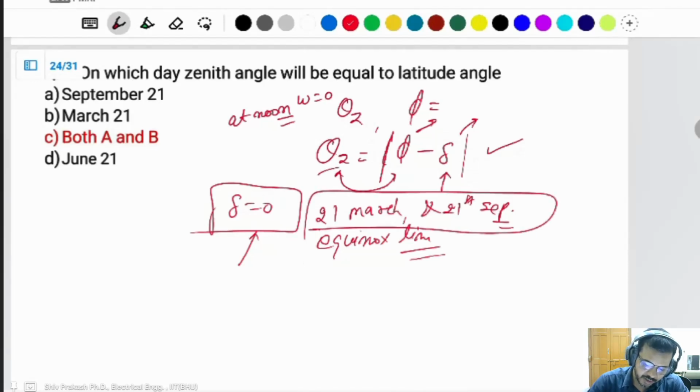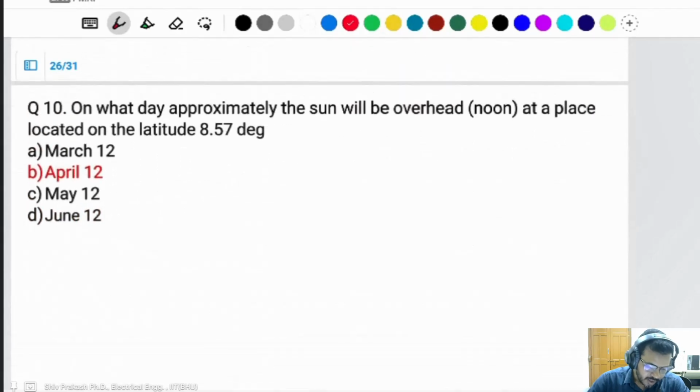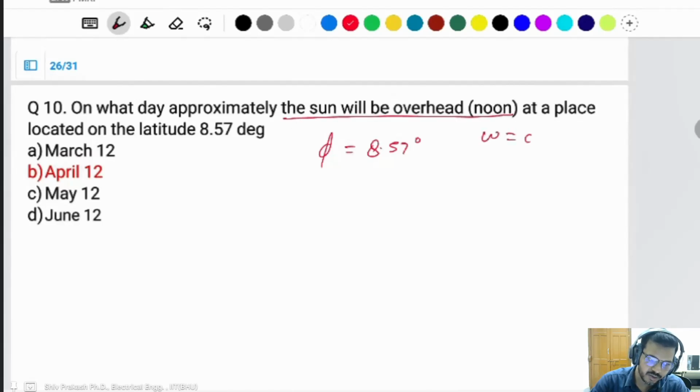It will be at the equinox line, where the declination angle will be 0. Next, at approximately what latitude angle, 8.57, will the sun be overhead at noon? The sun will be overhead, it means omega will be 0.